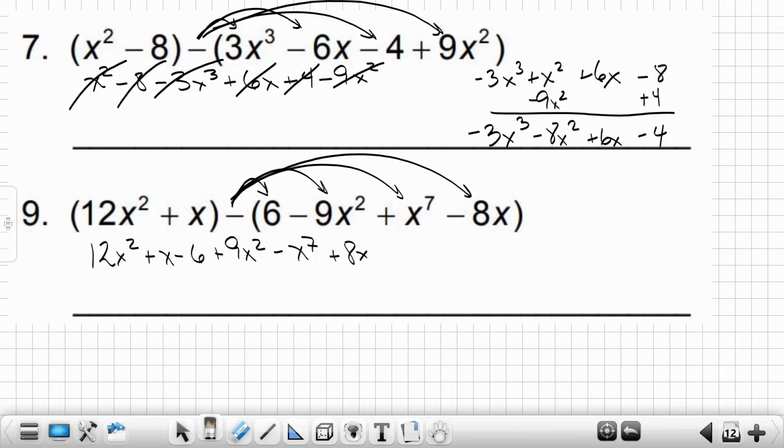Kalani, what's my highest exponent? X to the 7th? Are there any other x to the 7ths? No. What's my next highest? 12x squared. Are there any other x squareds? 9x squared.